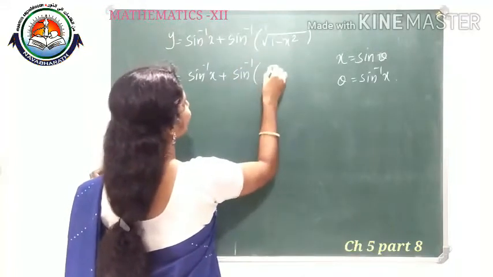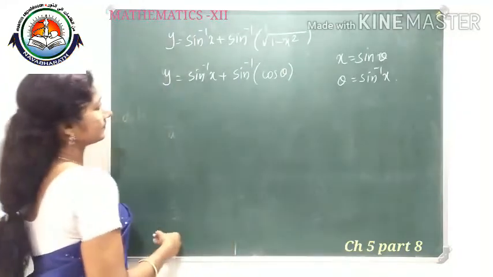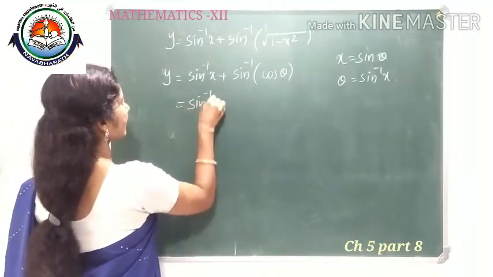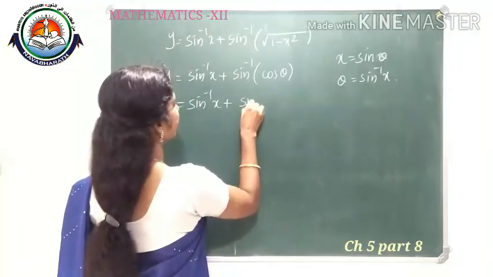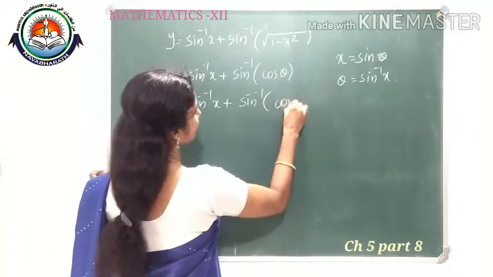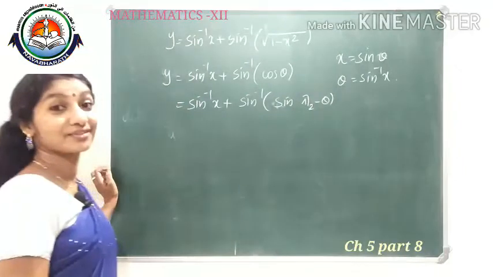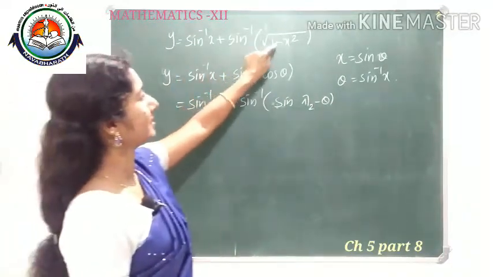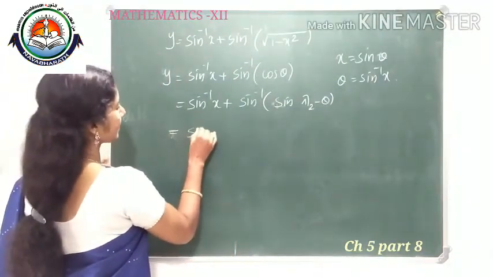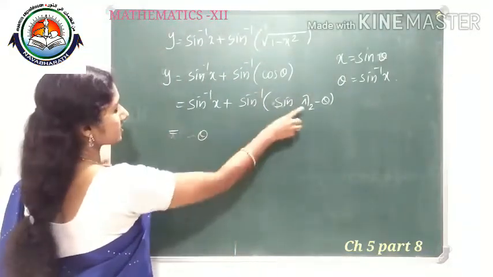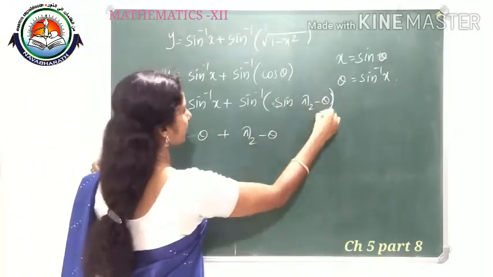Sin inverse of root of cos square theta, so cos theta will come. So it is equal to sin inverse of x plus sin inverse of cos theta, which we can write as sin inverse of sin of pi by 2 minus theta. Actually, at the start itself we can give x equal to cos theta, then 1 minus cos square theta gives sin theta directly, no problem. So it is equal to sin inverse of x, which is theta, plus pi by 2 minus theta.